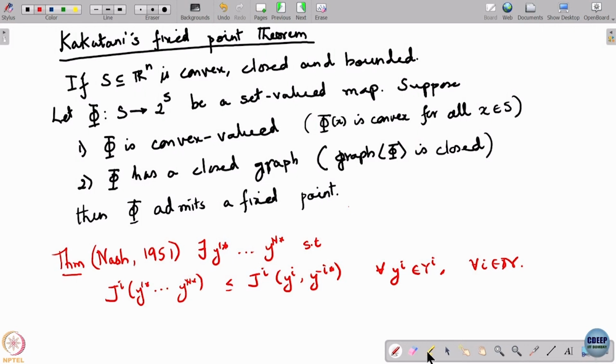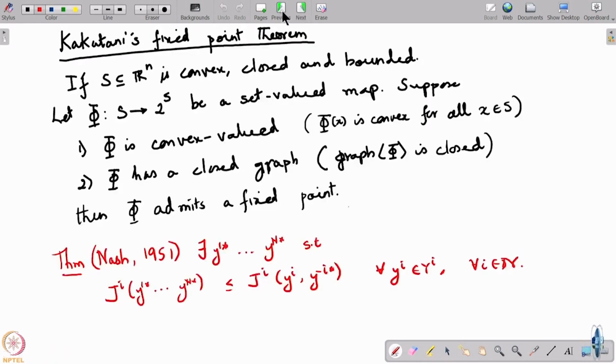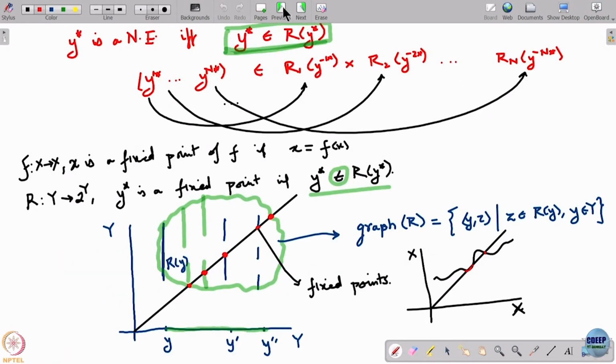Okay. So, the proof idea is going to be to simply apply Kakutani to R. What we had just established is that Y star is a Nash equilibrium if and only if Y star belongs to R of Y star. That means, if and only if Y star is a fixed point of R. So, to show that there is at least one Nash equilibrium, all I need to do is show that R has a fixed point. Okay.